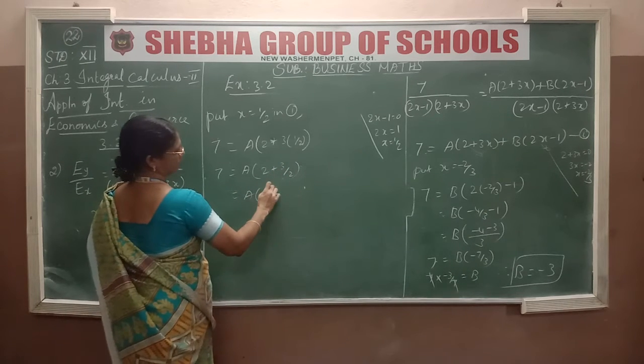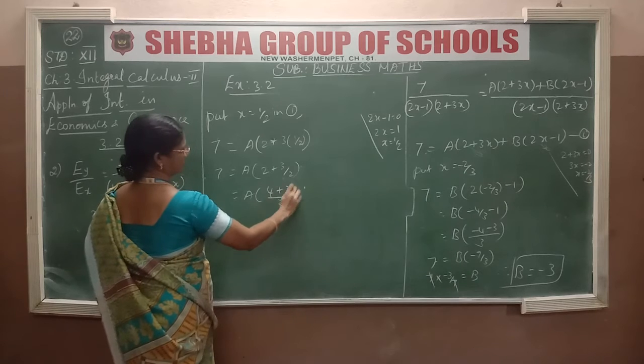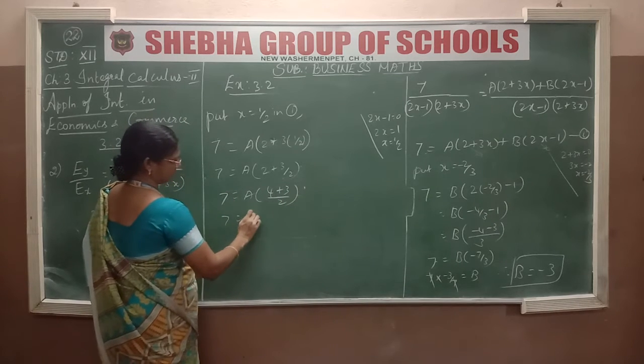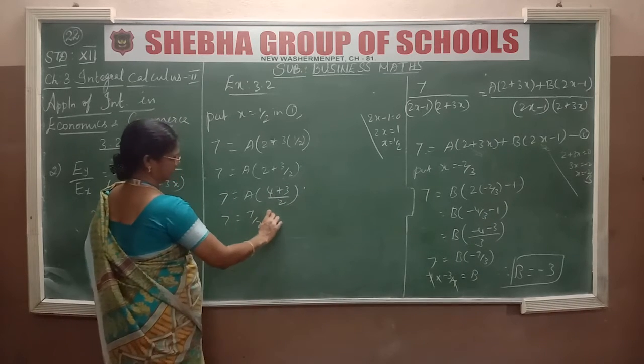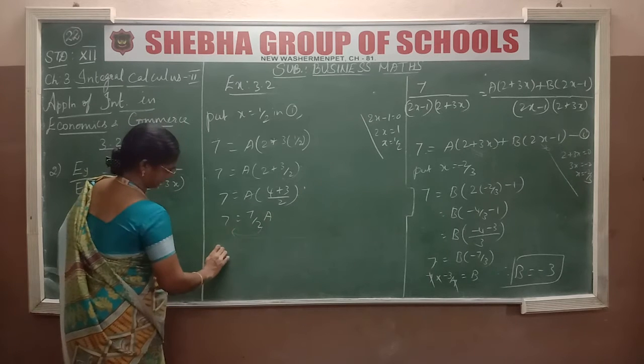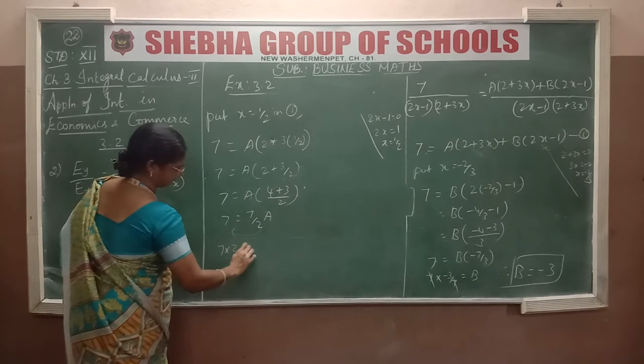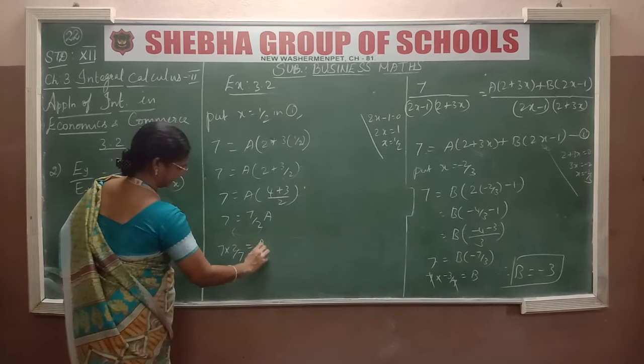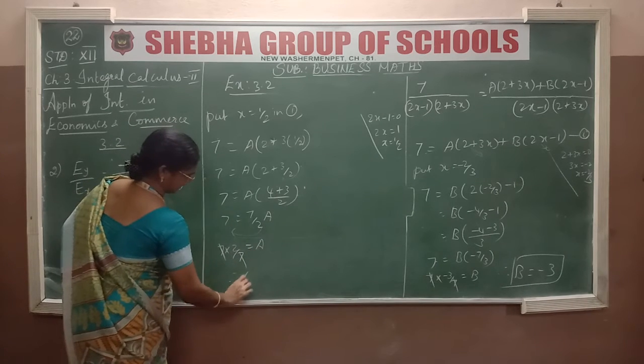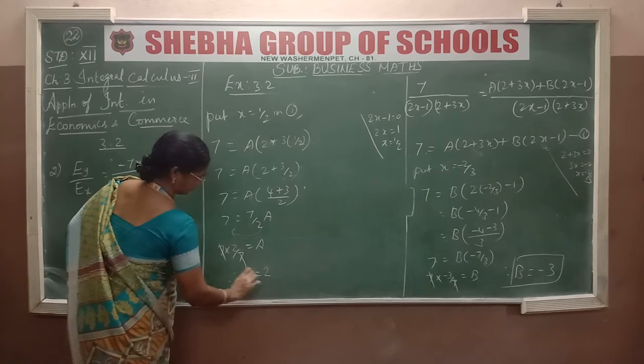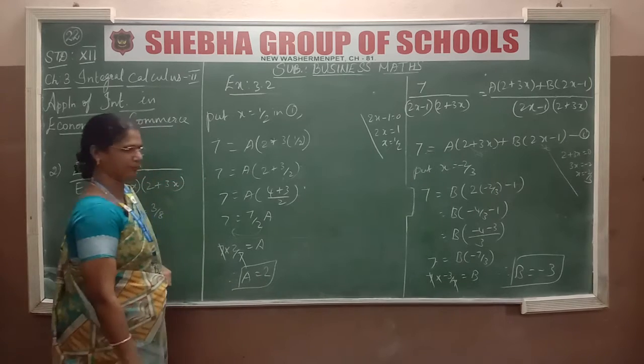A into 2, 2 2s are 4, plus 3 by 2. This is 7 by 2 into a. Bring this to the left hand side, we get 7 into 2 by 7 equal to a. 7 gets cancelled. Therefore our a value is 2. So we get a and b.